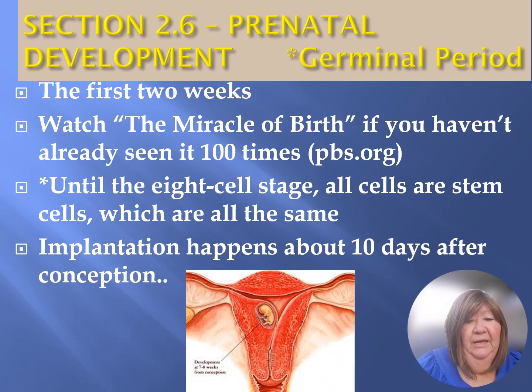Once the egg implants, which means it attaches itself to the side of a woman's uterus, it happens about 10 days after conception. So in the first 2 weeks, it's been fertilized, it's traveled down the fallopian tube, it's been dividing all this time, and then it implants itself in the side of the uterus. If it does not implant, it'll just pass out of the body, and you probably won't even know that there was a fertilized egg traveling around there.